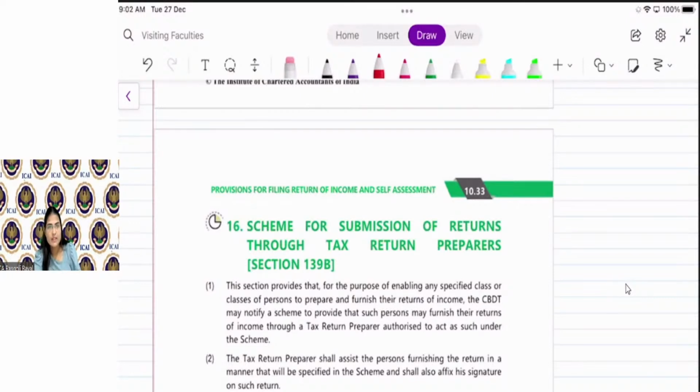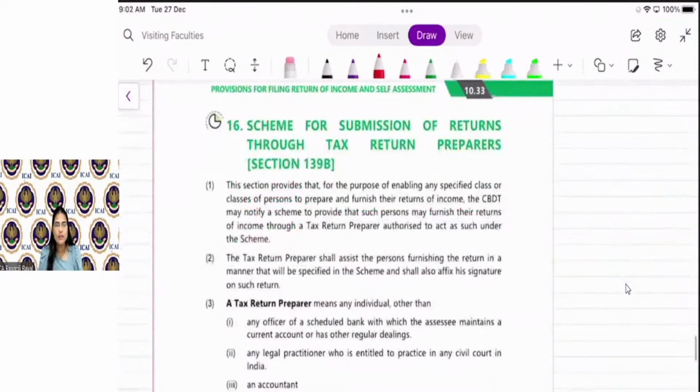Next is the scheme for submission of return of income through tax return preparers. There are tax return preparers who can help you to prepare your return and upload your return. If you file your return with the help of a tax return preparer, then in your return of income you have to mention the details of the tax return preparer, that is, this individual helped me in filing my return of income. Okay.